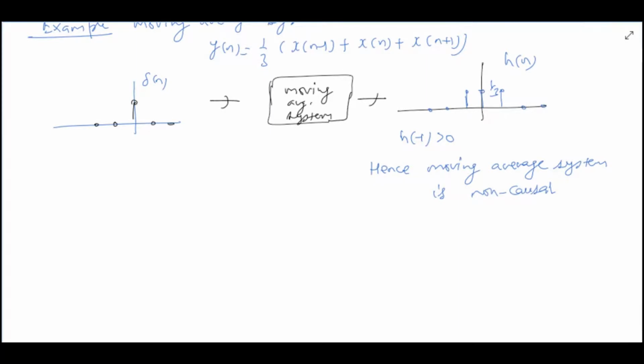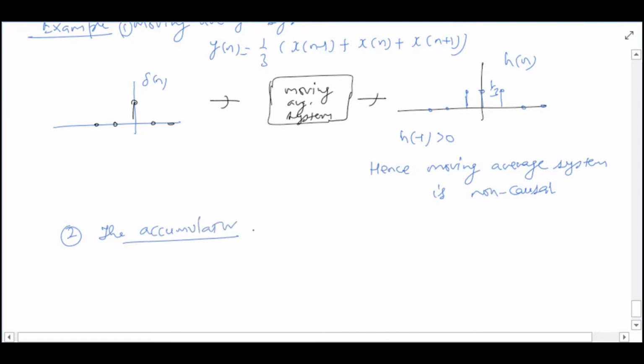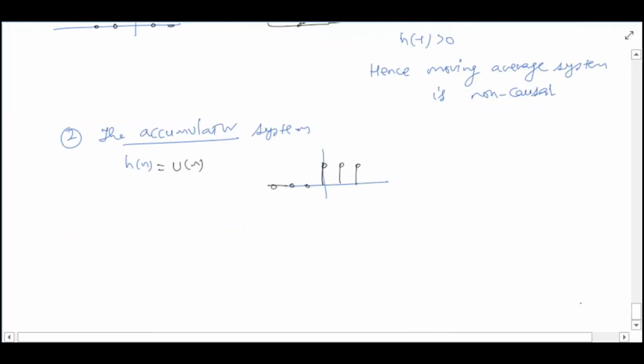Let's see another example, and this is the accumulator system. We know that the impulse response of the accumulator system is u[n]. Clearly h[n] is 0 for all n less than 0, so accumulator system is causal.